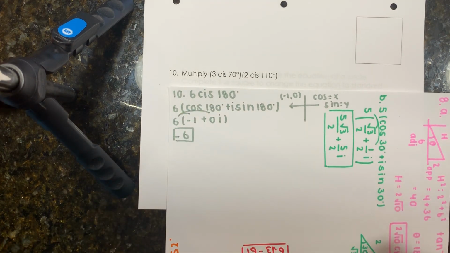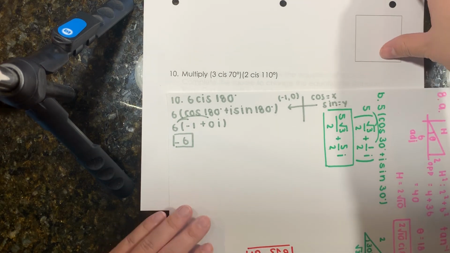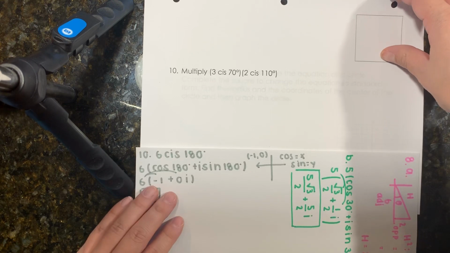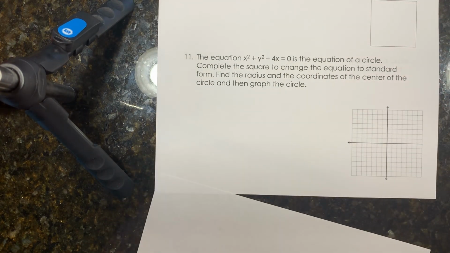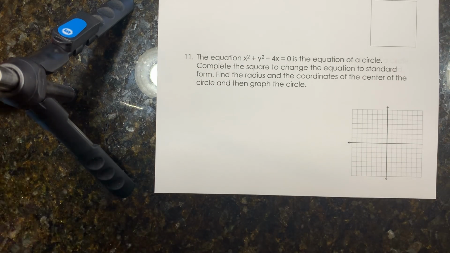Because it would be -6 plus 0i, and that would be your result. Now what I'm going to do is go through the two newer problems from lesson 63. So I want you guys to attempt numbers 11 and 12. And then when you're ready, you can come back and do them with me.